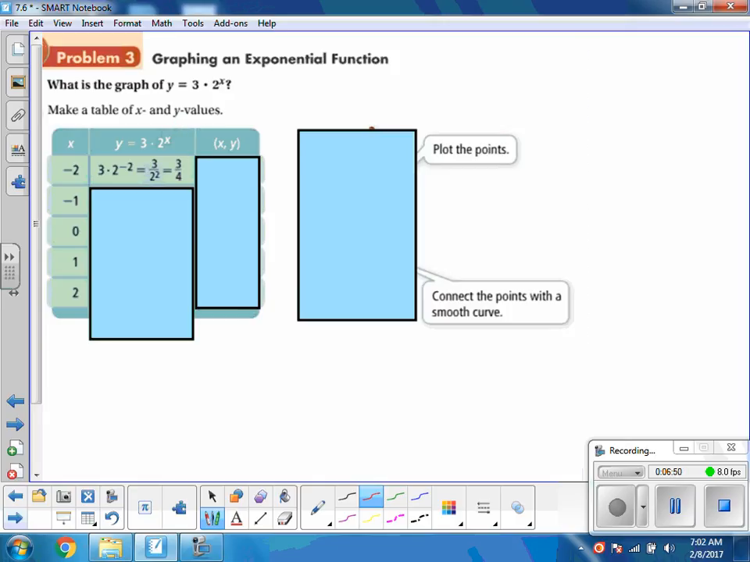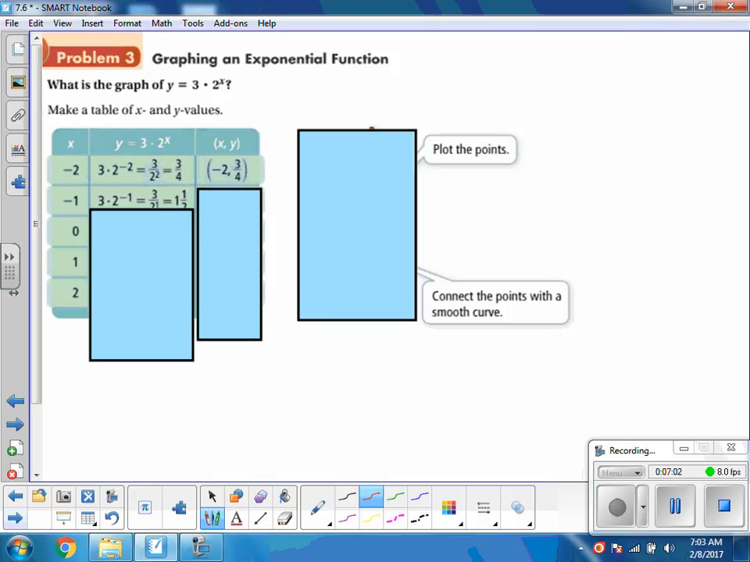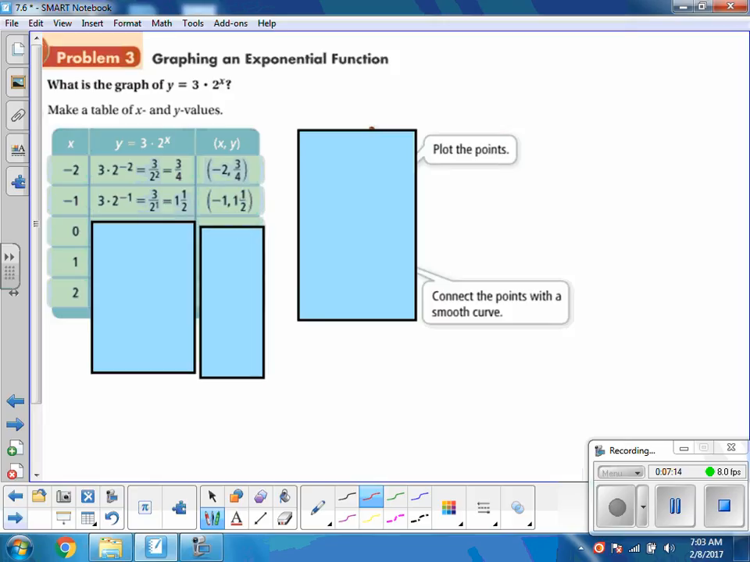So this is saying 3 times 2 to the negative 2 power, and we know this negative 2 tells us it's small, so I go ahead and bring it down. So it's 3 over 2 to the 2 power, which is 3/4. So I have a point at negative 2, 3/4. Negative 1, 3 times 2 to the negative 1, same thing. The 2 to the negative 1 goes down to my denominator, and so it's 3 over 2 to the 1, or 1.5.